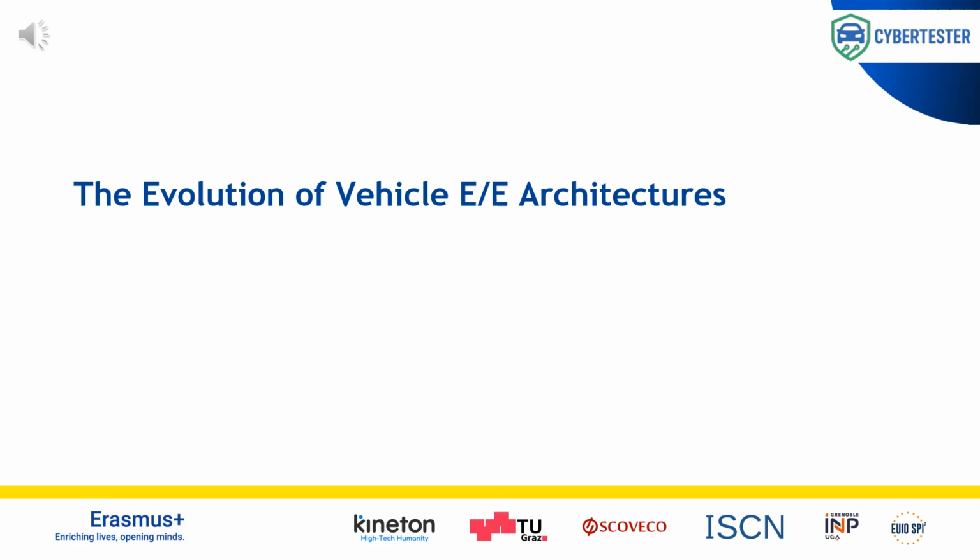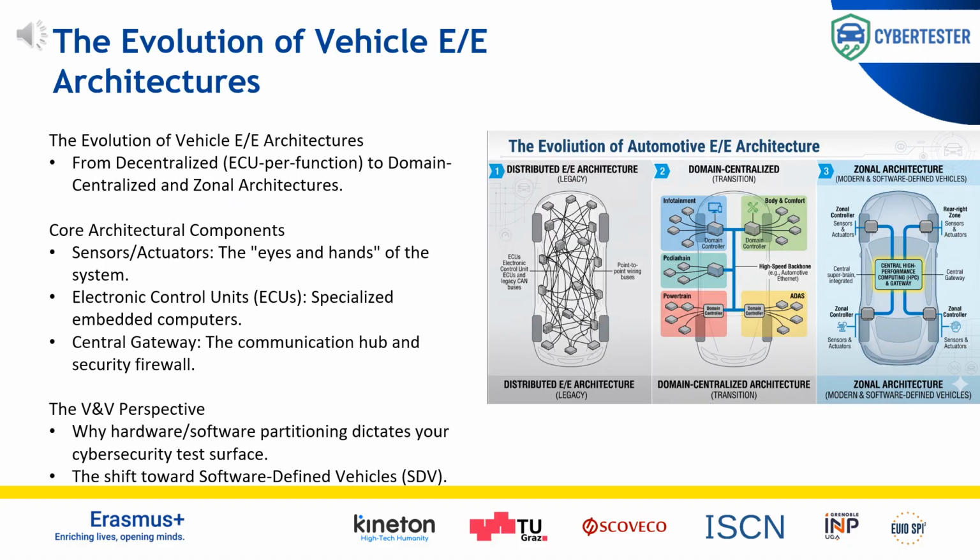Welcome to the first part of this teaser module. To verify the security of a vehicle, we must first understand its skeleton, the EE architecture. This section introduces the evolution of vehicle EE architectures. On the left, we see a legacy network, a distributed model. It's a systems of systems nightmare. Isolated ECUs with complex and heavy wirings. Testing this was a nightmare of physical access.